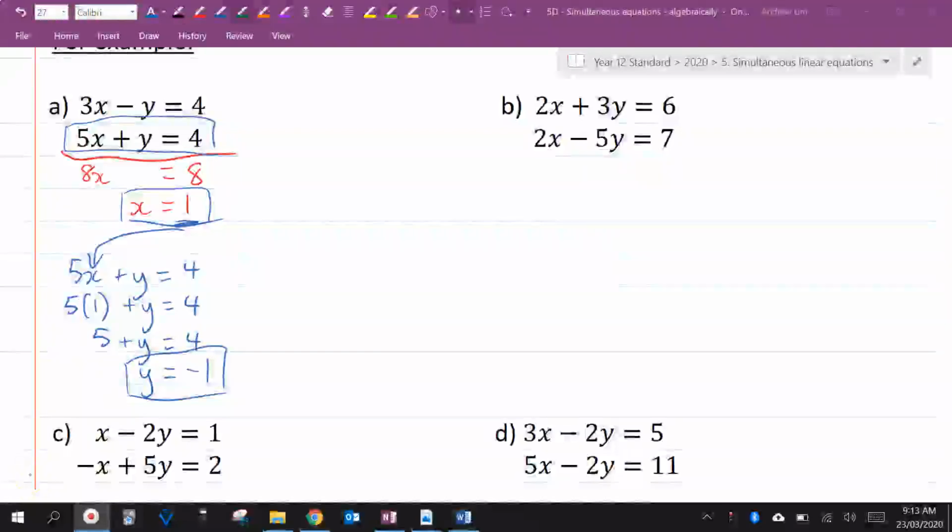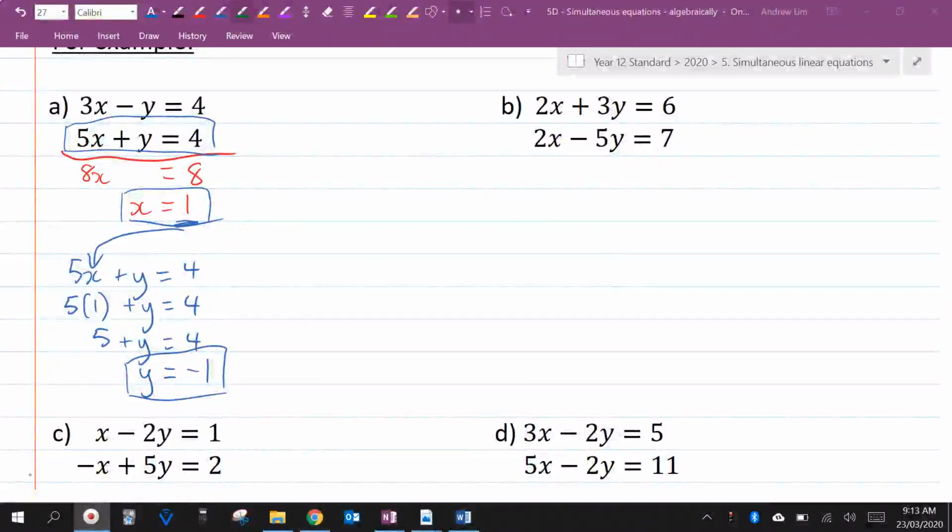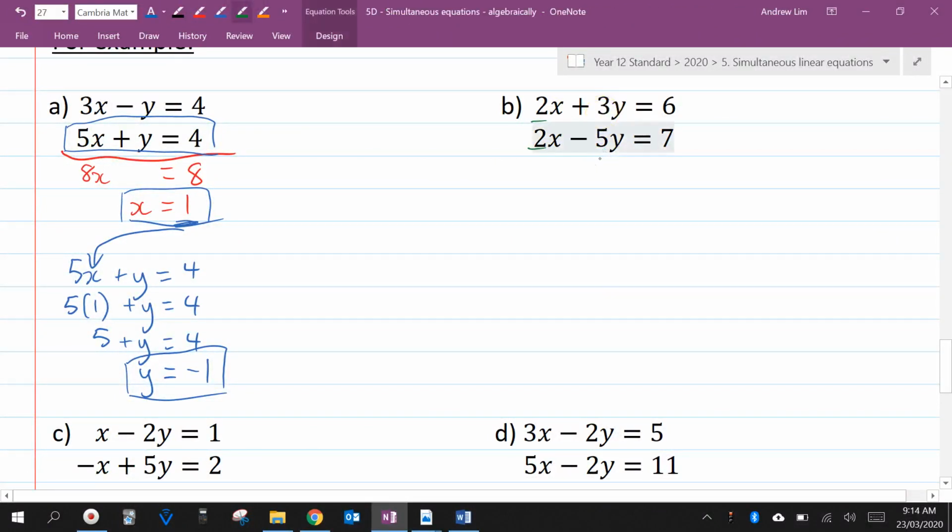In question B, the coefficients of x are 2 and 2. The coefficients of y are 3 and 5. So we want to eliminate the one with the same coefficient, so we want to eliminate x. Now we know that we want to eliminate x, we're going to look at the signs of x. They're both positive 2. There's no minus signs in front of them. Because the signs are the same, we subtract. Subtract, subtract, subtract. 2x minus 2x is 0. That's how we eliminate it.